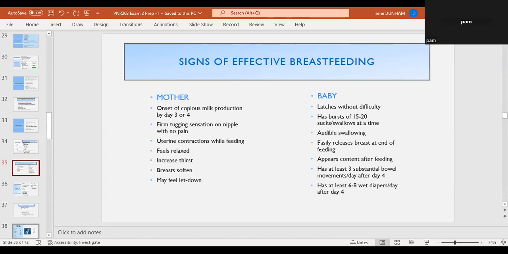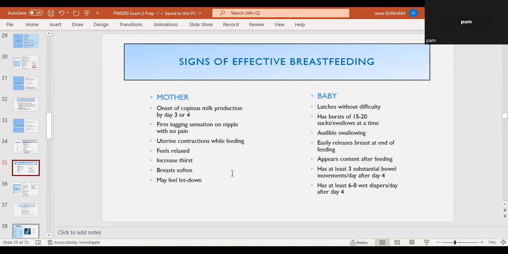And then baby is happy at the feeding, so he got enough of what he needs. And then he has at least 3 substantial bowel movements after day 4. Yeah. And I tell you, breastfeeding babies have a sweeter smelling stool than a formula baby. Now, this is how I know if baby is getting enough fluids. He has at least 6 to 8 wet diapers per day. All right. So after day 4. So highlight that or write that down.